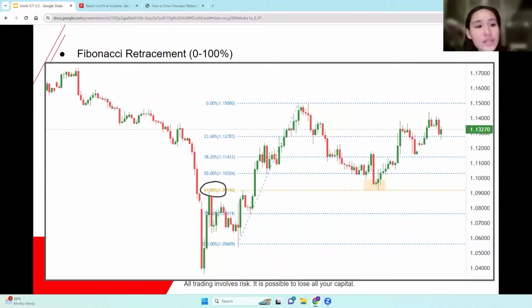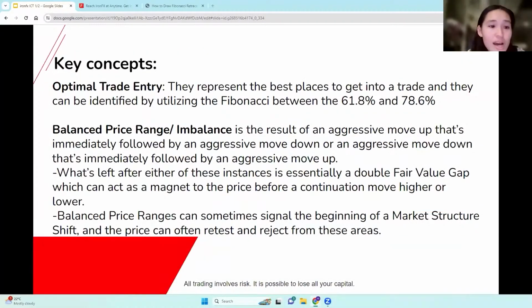Now let me get back to my slides. After optimal trade entry, the next key concept is a balanced price range or imbalance. This is the result of an aggressive move up that's immediately followed by an aggressive move down, or an aggressive move down that's immediately followed by an aggressive move up.